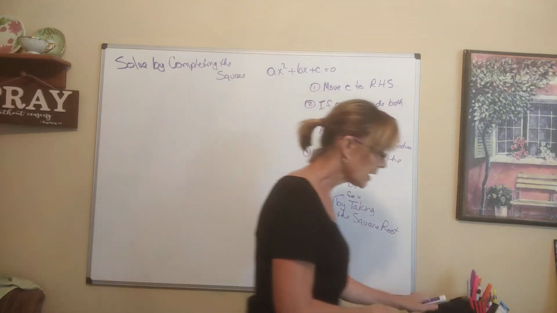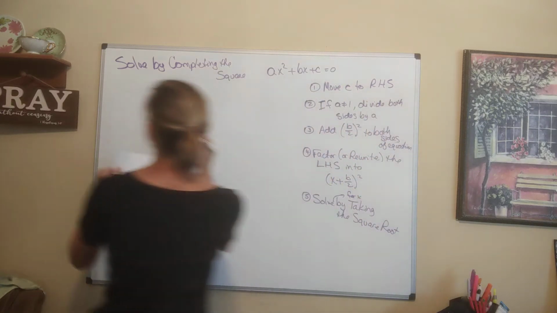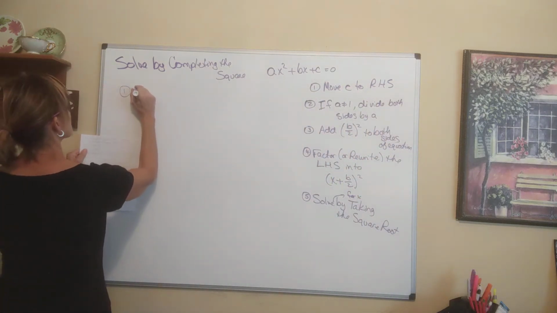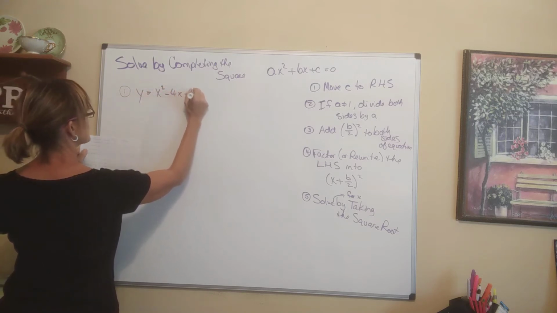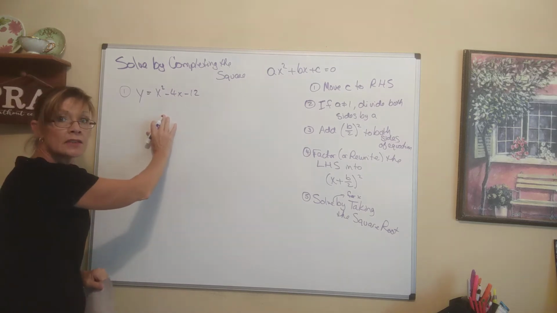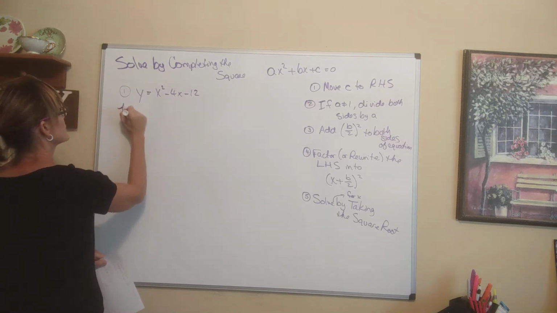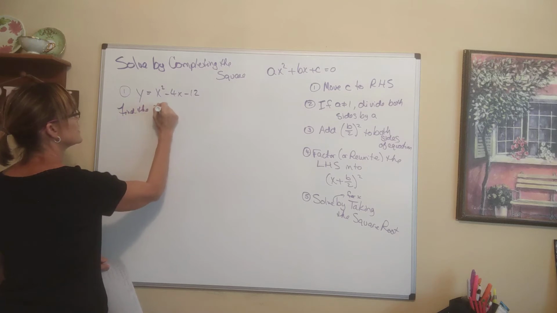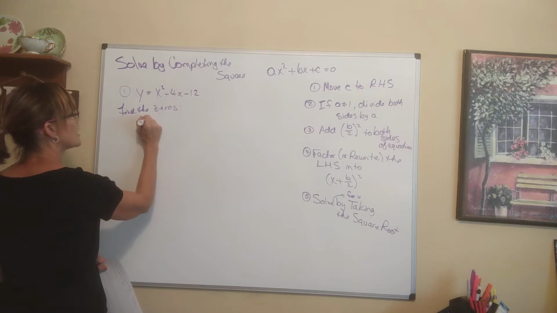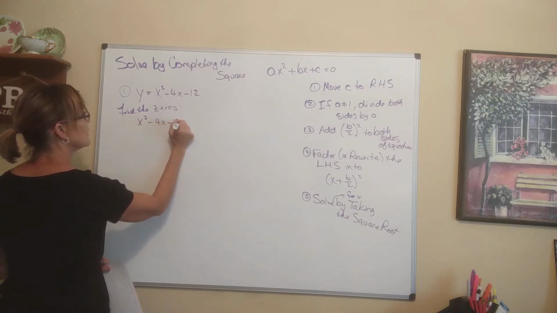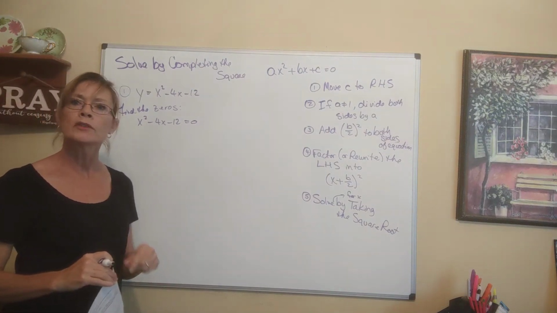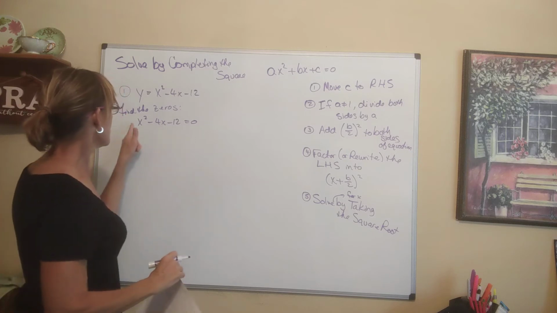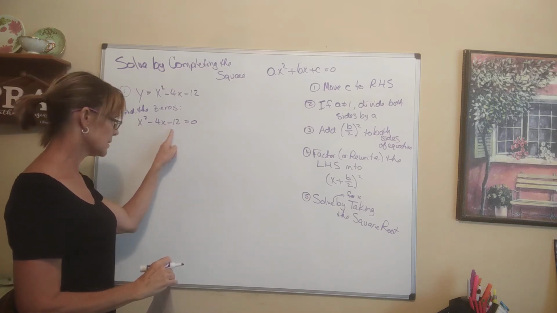The first one is number 1. We have y is equal to x squared minus 4x minus 12. So if, for example, they said find the zeros of this function, find the zeros. When you're finding the zeros of a function, which means the x-intercepts, you let y be 0. And so now we have to solve this quadratic equation. So we're not going to factor it. We're going to do it by completing the square. So a is 1, b is -4, c is -12.